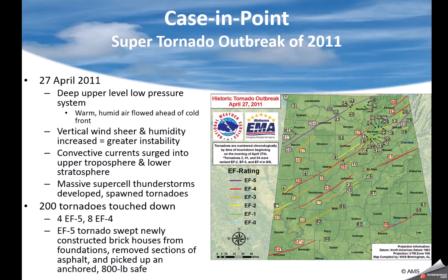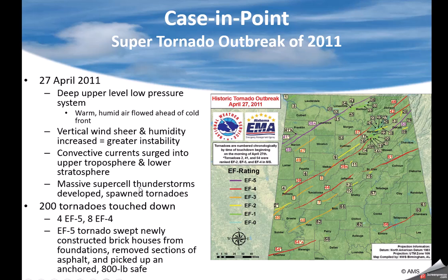And this was actually a look at tornadoes that developed on the 27th of April. There was a very significant amount of warm, humid air out ahead of the cold front, great wind shear, the humidity and the heat helped increase the instability. And they went all the way in. Some of these convection went all the way into the lower stratosphere.